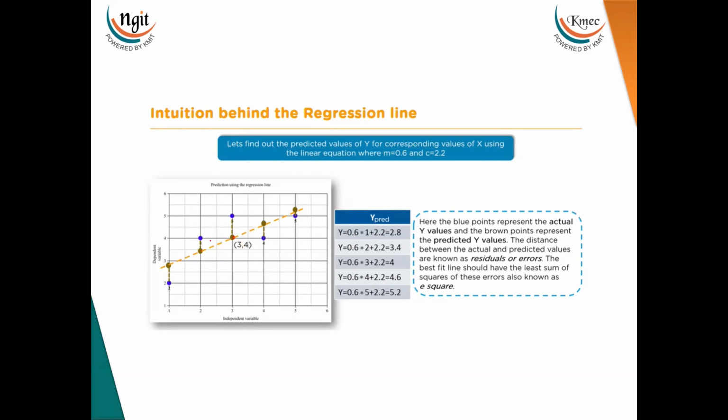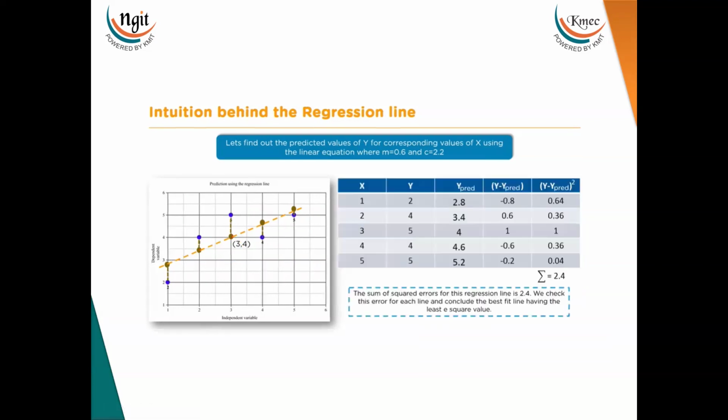So when we calculate these actual minus predicted, we should get the least sum of squares of these errors. Then we can say that it is the best fit line. Now, see, one more table we have drawn here. So we know the x value, the y value, and this is the predicted value.